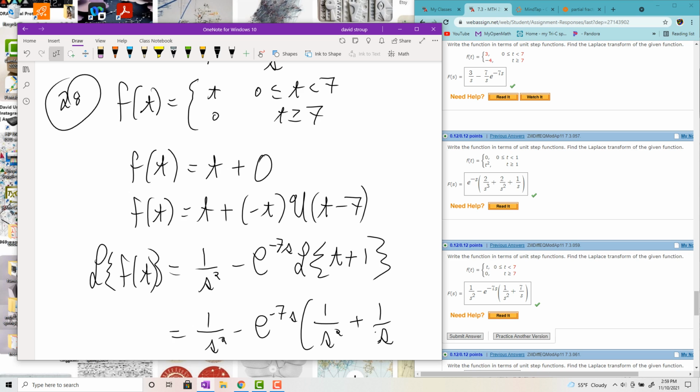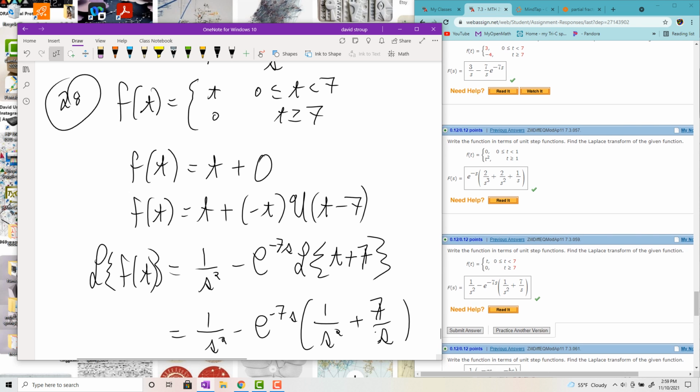And I lost a 7 in there somewhere. Where did I lose my 7? Oh, it's t plus 7, sorry. Yeah, right there. So if it used to be t minus 7, you had to put a t plus 7. Okay.